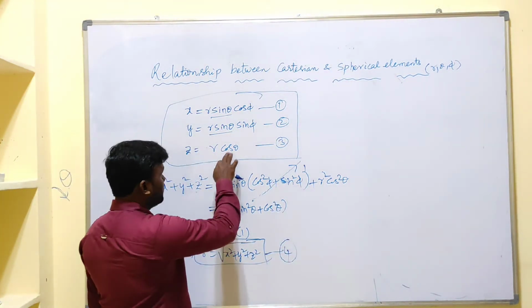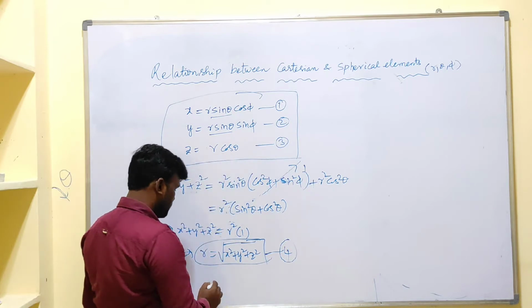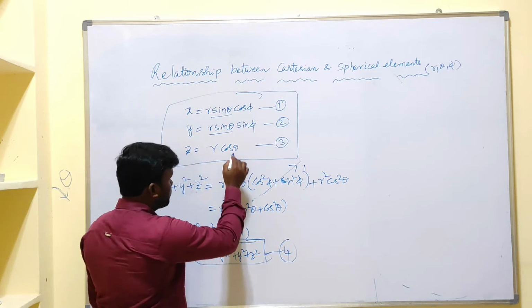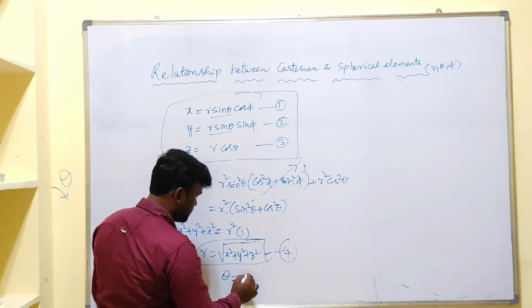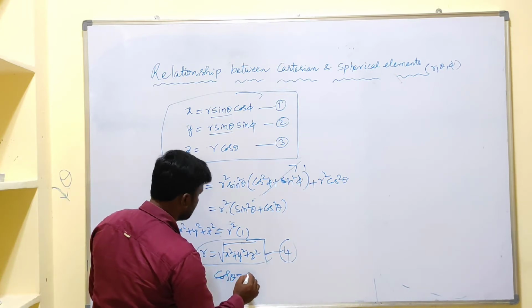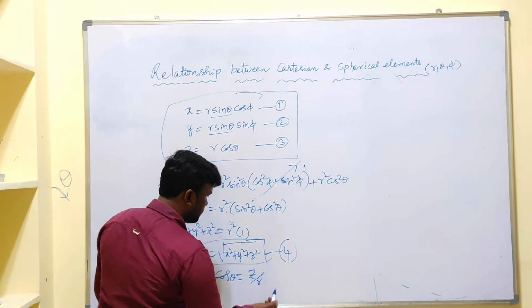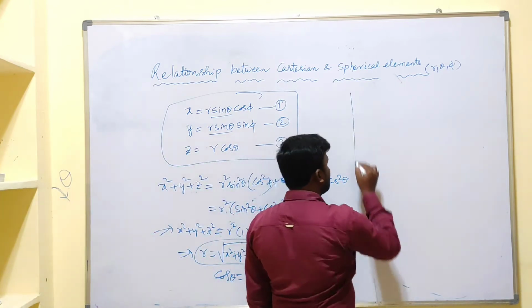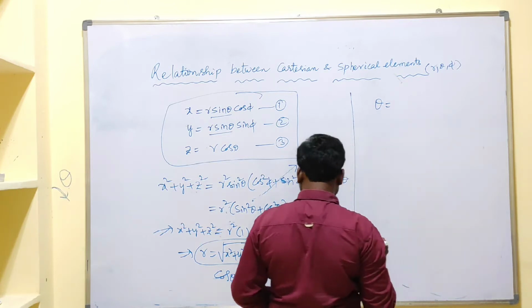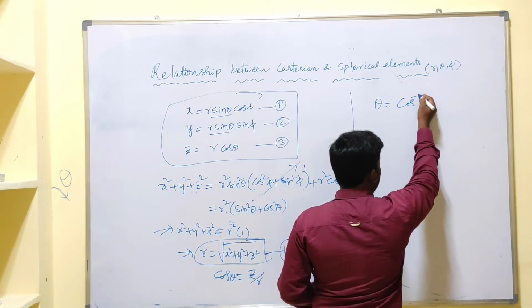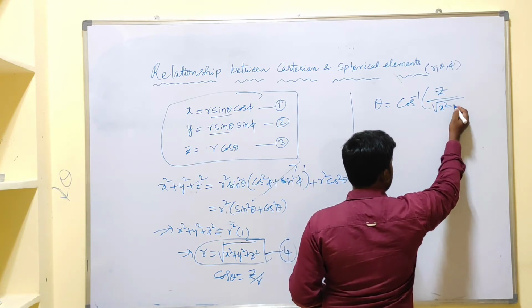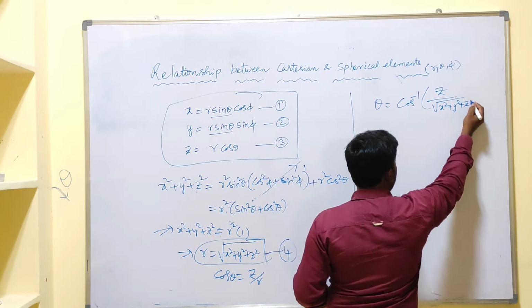Or else we can write directly here theta in terms of z and r, that is nothing but what? Theta equal to what? From this one, we can write theta equal to cos inverse of, or else first write cos theta. What is cos theta? Cos theta is nothing but z by r. Okay, from that we can write cos theta, or else theta equal to cos inverse of z by r. What about r? We can write r as x square plus y square plus z square.